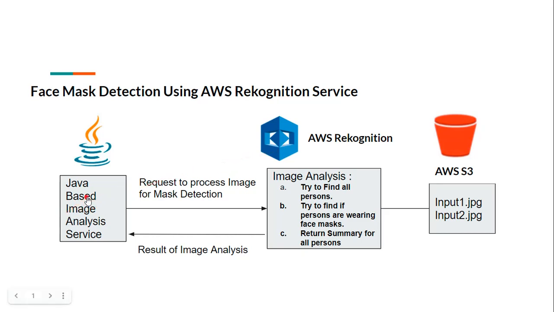We will learn how to write a Java based image analysis service which will create requests to process images for mask detection to AWS Rekognition Service, and AWS Rekognition will access images from an AWS S3 bucket and try to find all the persons in the images. Also, it will try to find out whether the persons are wearing any face mask or not, and it will return the summary for the image which is processed by AWS Rekognition. Now let's go to the Java program and understand this process.